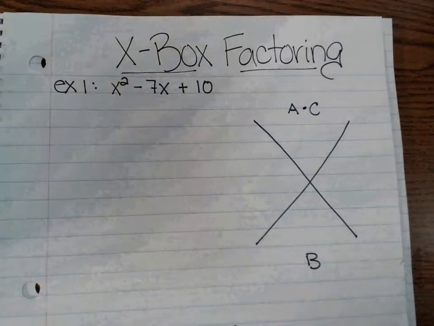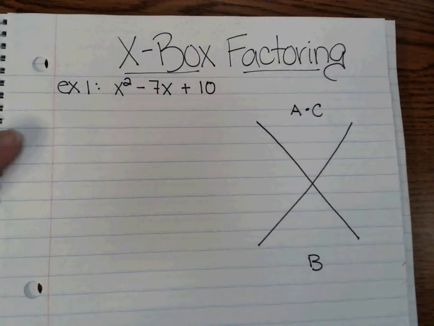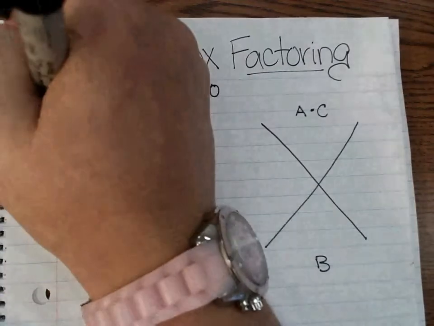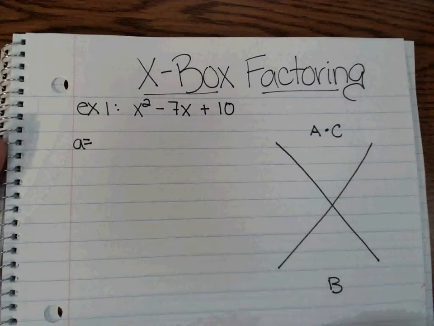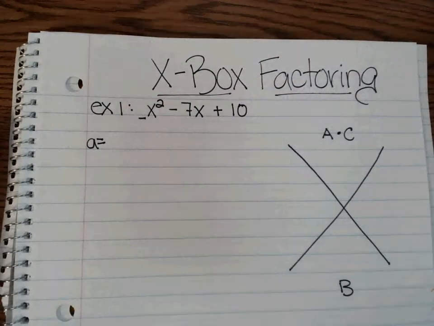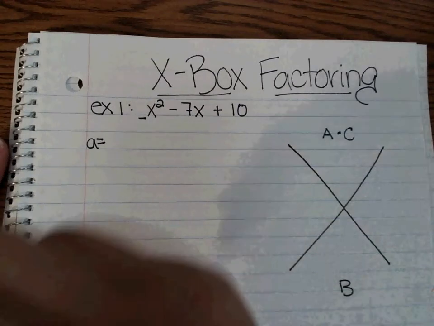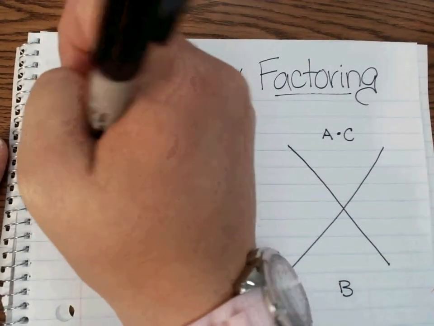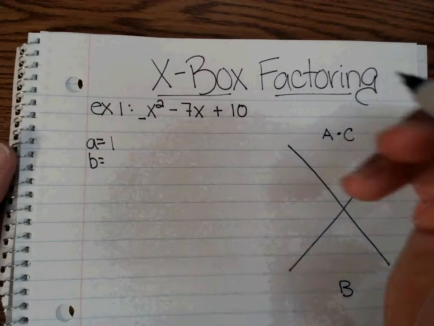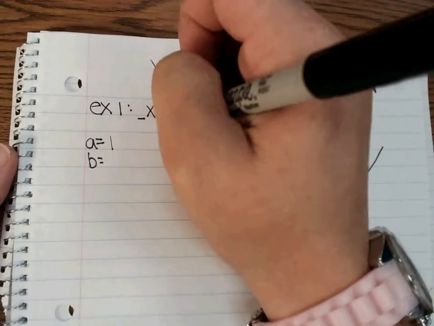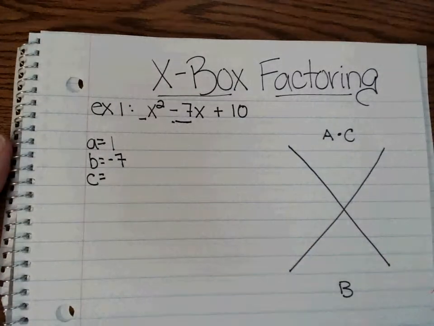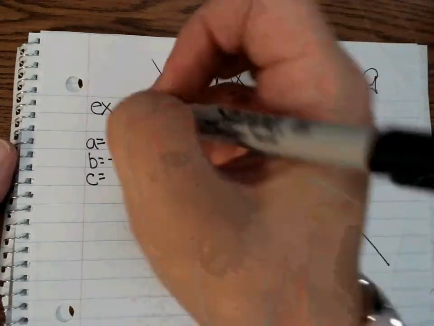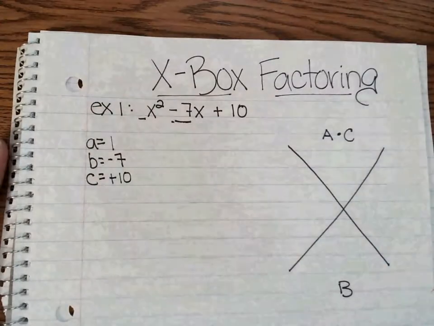So we first need to figure out which part represents A, which is B, and which is C. A is the coefficient of the x squared term. So if you don't see anything in front of that x squared, the coefficient is assumed to be a 1. Alright? B is your coefficient of what's in front of your x term. Don't forget about the sign. So B is negative 7. C is the constant here at the end, so we have a positive 10.